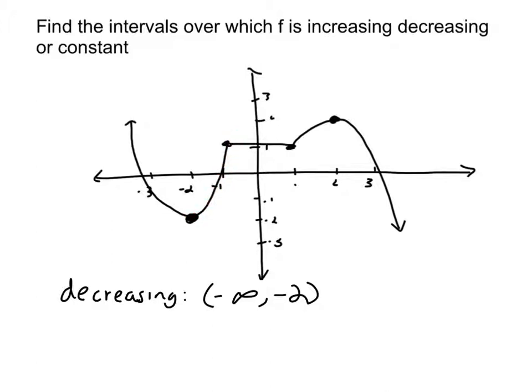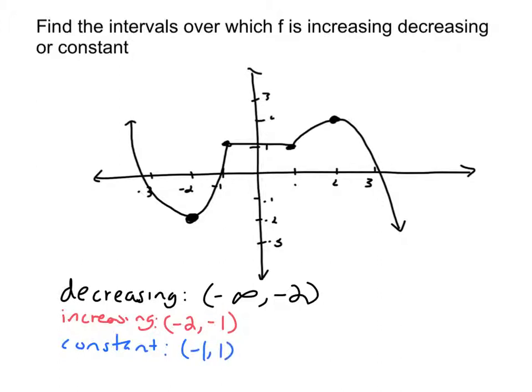Going up. So let me write that here. Increasing from negative 2 to negative 1. And then we have an interval where we're constant, from negative 1 to 1, constant. So let's write that, negative 1 to 1.